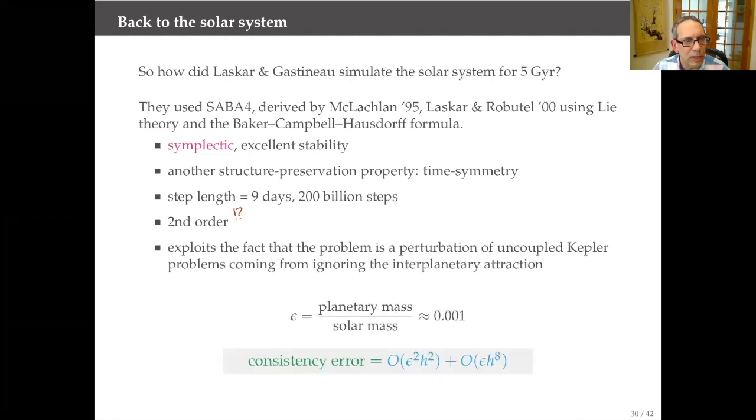The SABA-4 developers realized that the 10 body problem for the solar system is very much like 10 uncoupled Kepler systems, because the interplanetary attraction is very small compared to the solar planet attraction, because the planetary mass is only 1/1000th of the solar mass. So the consistency error is not really order h squared, it's order h squared times that epsilon squared, which is 1/1000th of an order h squared, and that made it much more accurate. So long story short, they had a clever trick to improve the consistency, a very clever trick, structure preserving discretization, to improve the stability, and that's what allowed that computation.